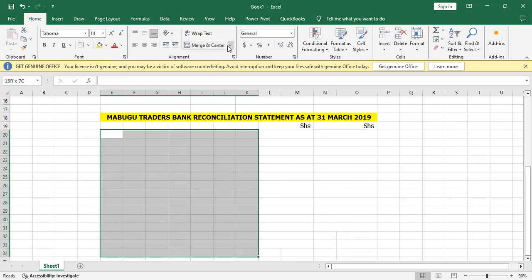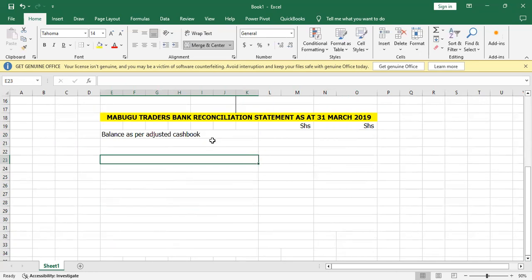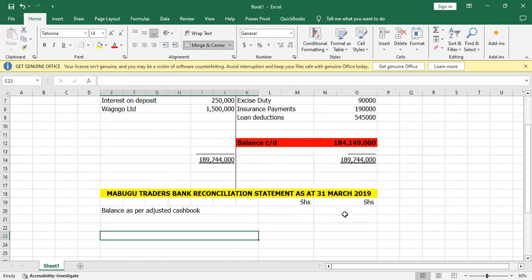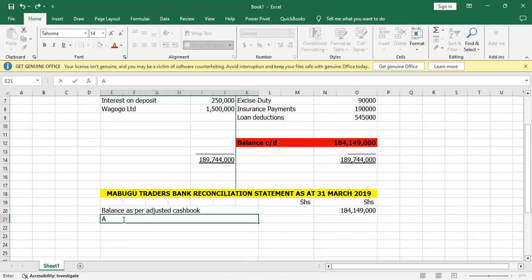I think now we can start on our bank reconciliation statement. I'll start with the balance as per the adjusted cash book. This balance I can bring from my updated cash book up here. Then I add the unpresented checks. Unpresented checks have to be added.